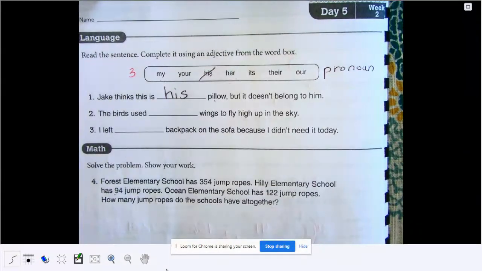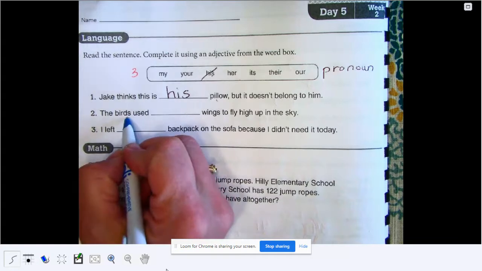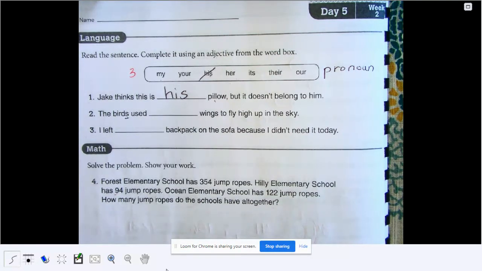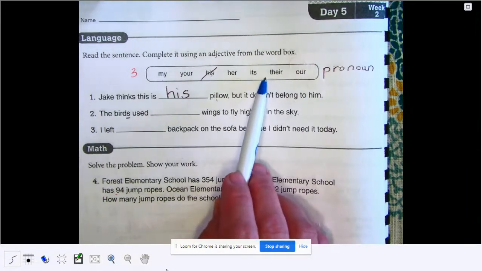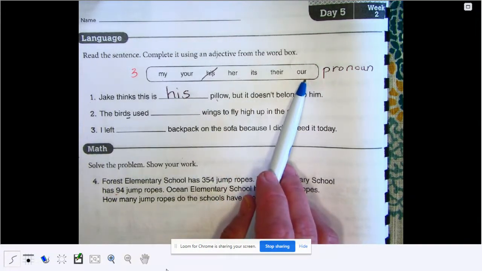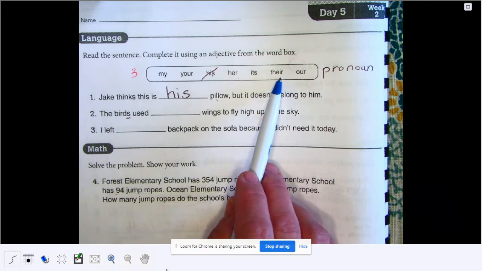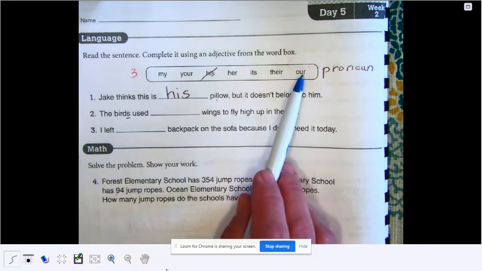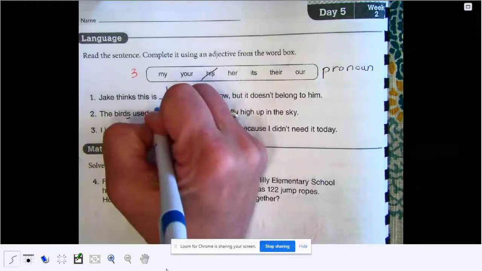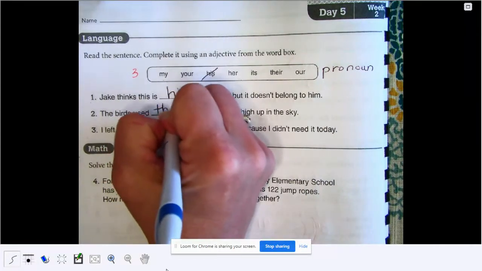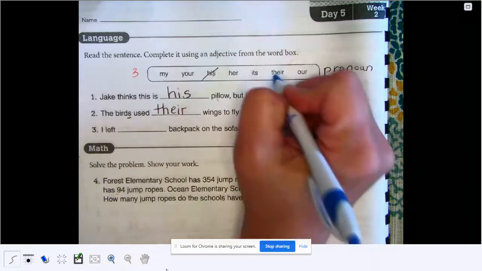Okay. The birds used blank wings to fly high up in the sky. Says birds, more than one. So which one of these words up here means more than one? It's either their or our. The birds used their wings to fly up high in the sky, or they used our wings. Well, we're people, we don't have wings. So their would be the correct adjective.